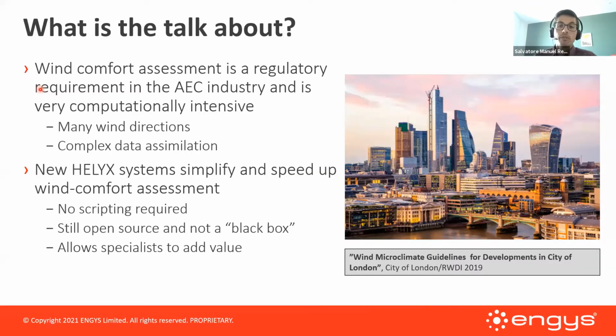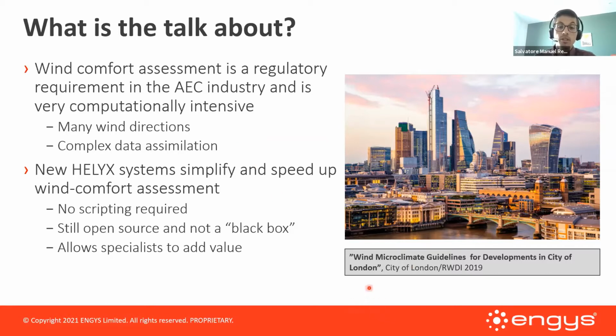Pedestrian wind comfort is one of the most common applications in the architectural engineering and construction industry. High-rise buildings induce winds at ground level, which may impact human activities. In order to obtain planning permissions for new buildings, wind comfort studies are often required to assess the feasibility of the development. Wind studies are computationally very intensive, as many wind directions and scenarios have to be solved, and the data have to be aggregated together and combined with the weather data.